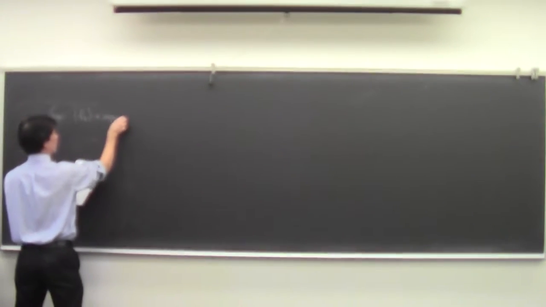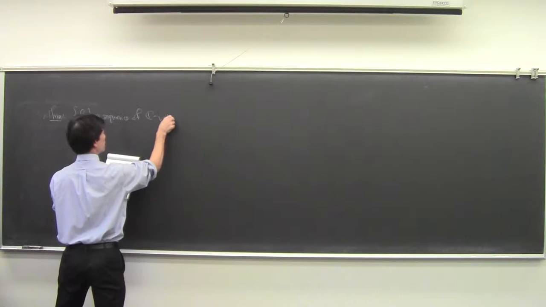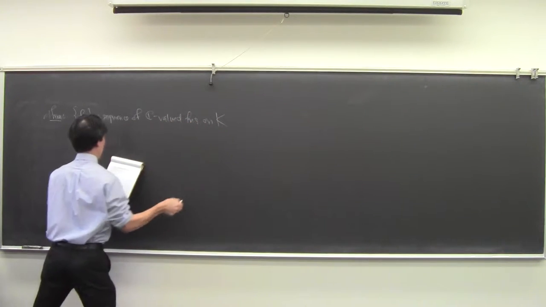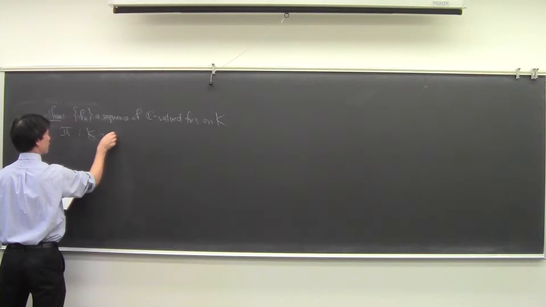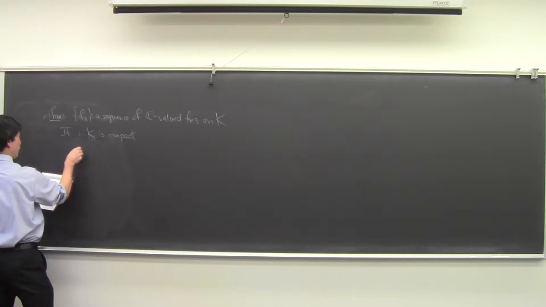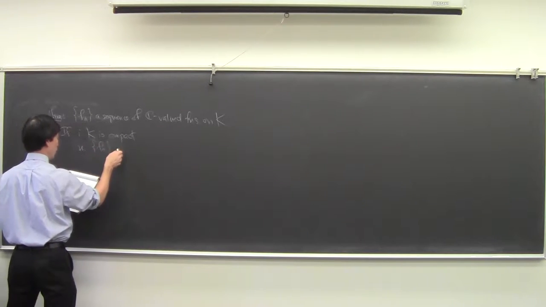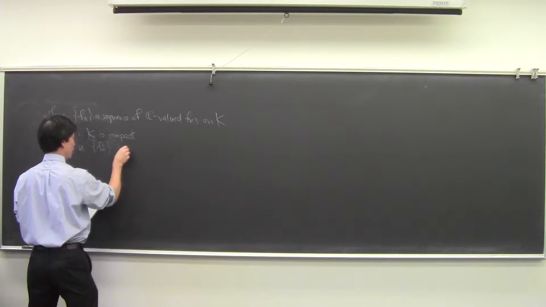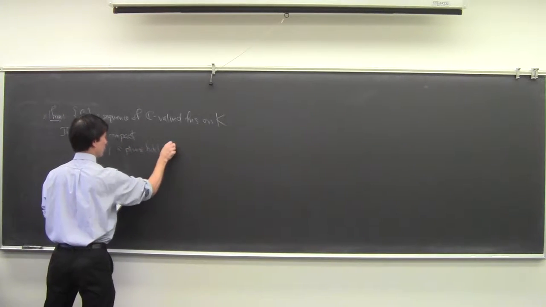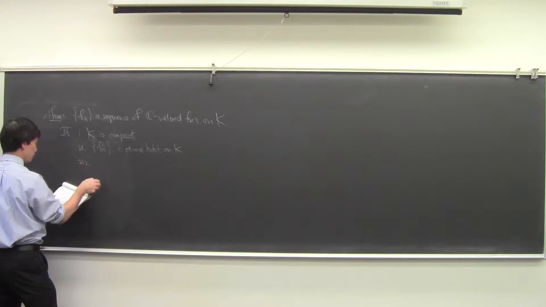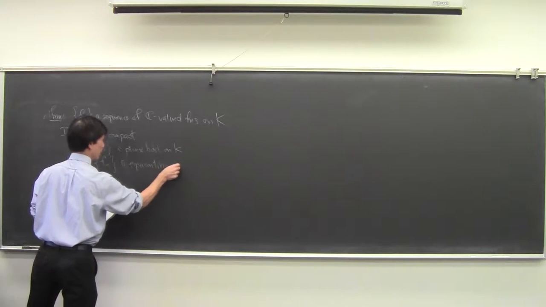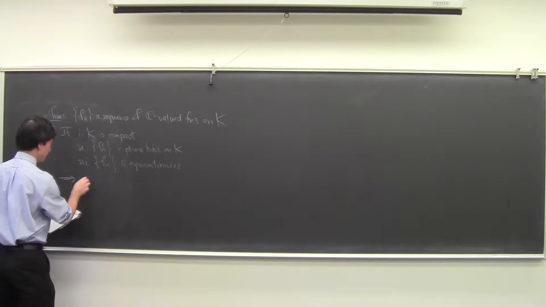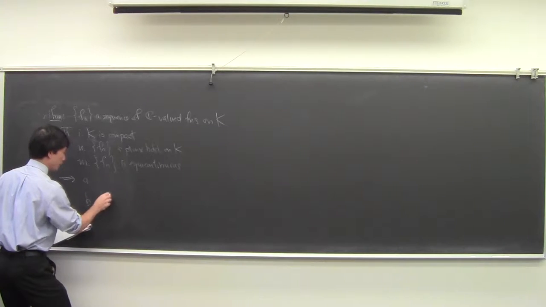Here it goes. So you have a sequence of complex valued functions on some set K, and, one, the set is compact, two, the functions are pointwise bounded on K, and three, the set is equicontinuous. Then, in fact, what you want to happen happens.